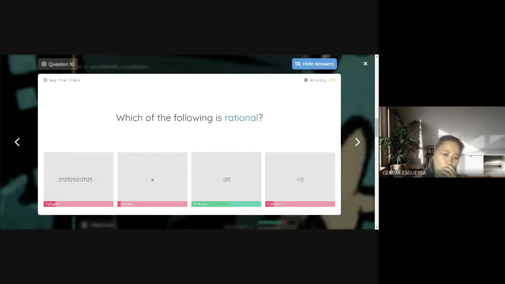Hindi ninyo siguro kinabisado ang perfect square numbers. Yung mga perfect square number is a rational number. Next, which represents a rational number? Ito po, 110 is not a perfect square. Same with square root of 65 and square root of 80. Ito ay kasama sa pinamemorize ko sa inyo. Yung 324 kasi hanggang 20 pinamemorize ko sa inyo.